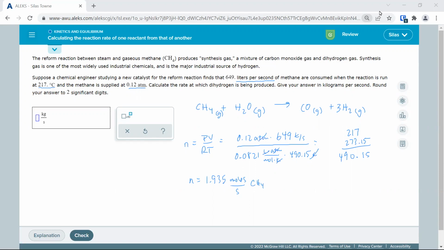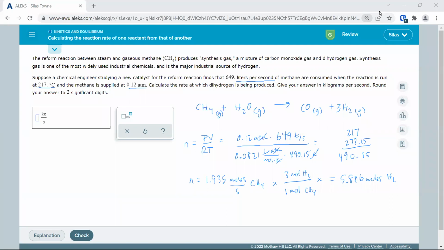So 2 ways I can go about this. One, I can use the fraction. The other is to do a stoichiometric ratio. So I could say, well, there is 1 mole of CH4 for every 3 moles of H2. And so I could calculate that and say there are 5.806 moles of H2 being produced for every 1.93 moles of CH4.